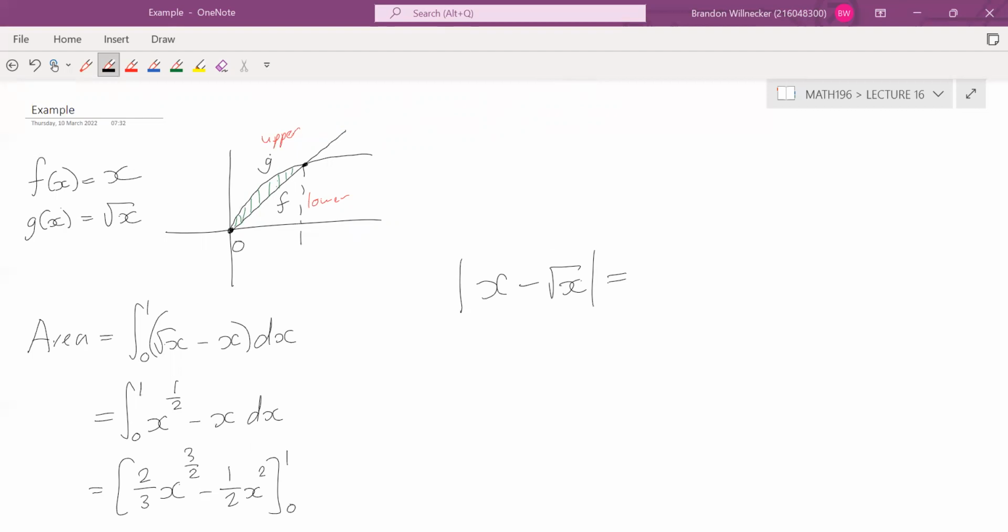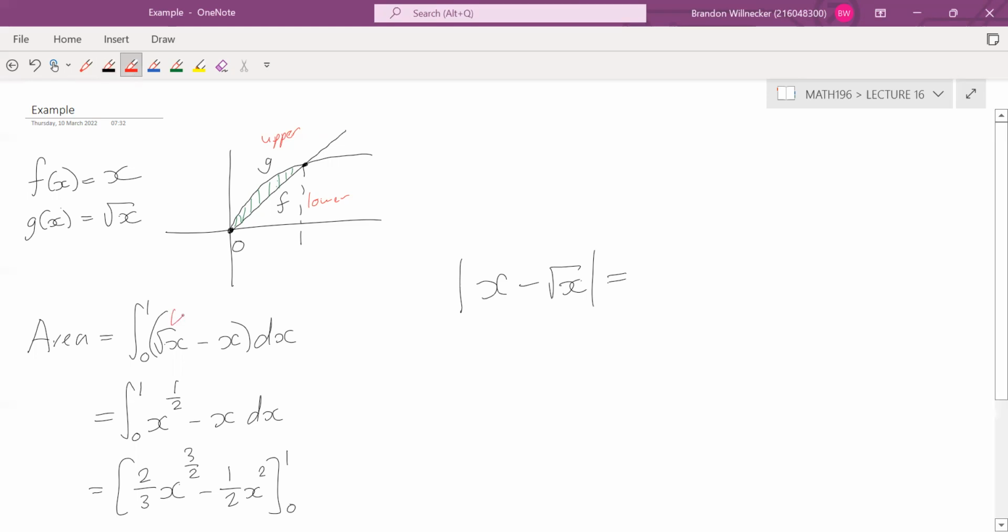In this case, we can see which one's upper, we can see which one's lower, so we just leave it like that. Then we need to find the intercepts of the function. In this case, we can just do that by inspection because it's easy to spot. One of them was 0, the other one is 1. And that gives us the bounds for the integral. So the lower bound will be 0, the upper bound will be 1.